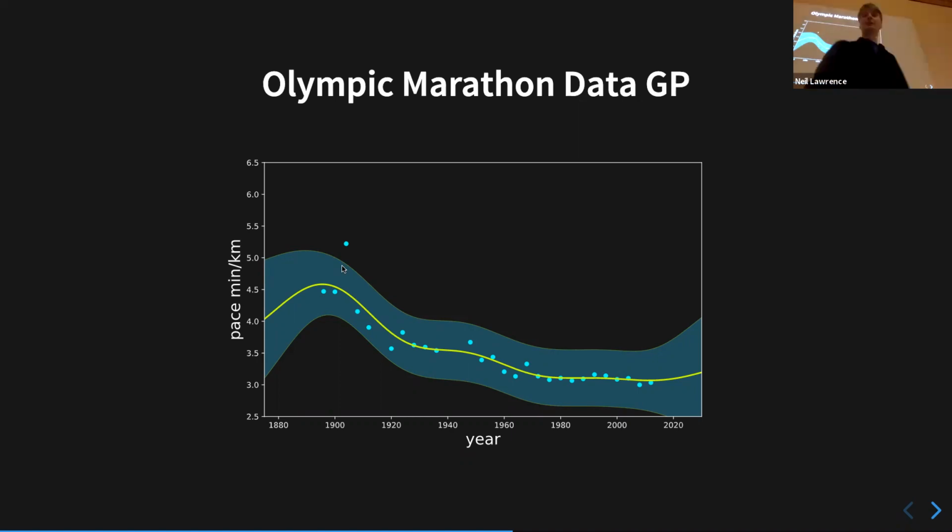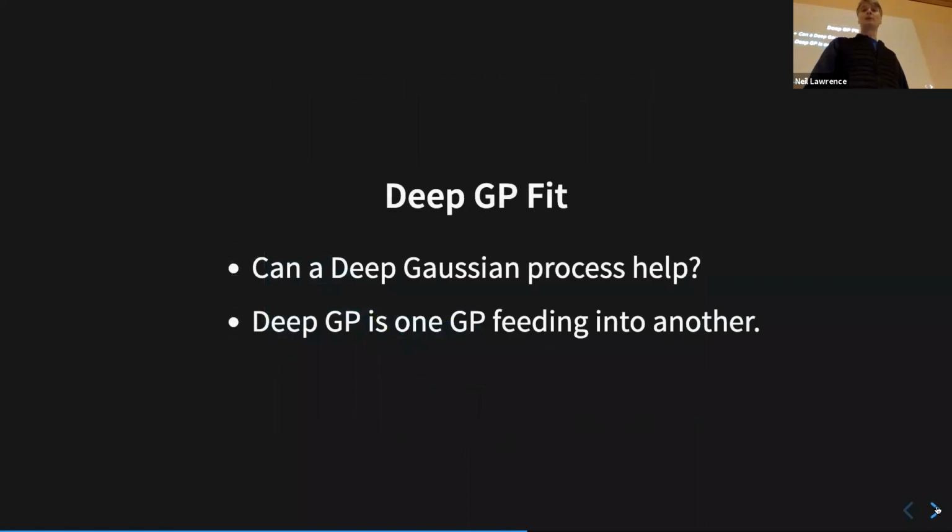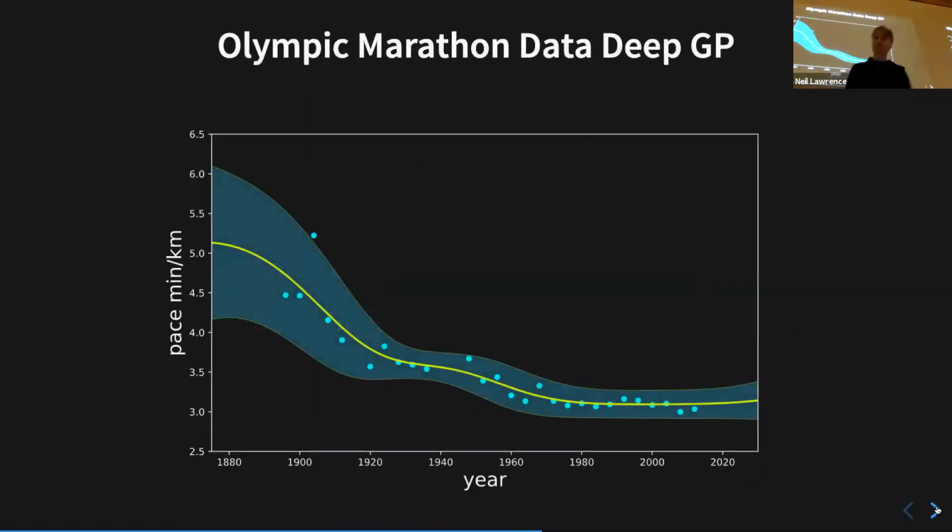So the Gaussian process in its vanilla form doesn't do a great job, but what we're going to do is look at whether a deep Gaussian process helps. And this is a deep Gaussian process fit with only two layers. And what you can see is it's done something quite interesting. It's got what we would now call heteroscedastic noise. So the noise is larger on the left and it's less on the right.